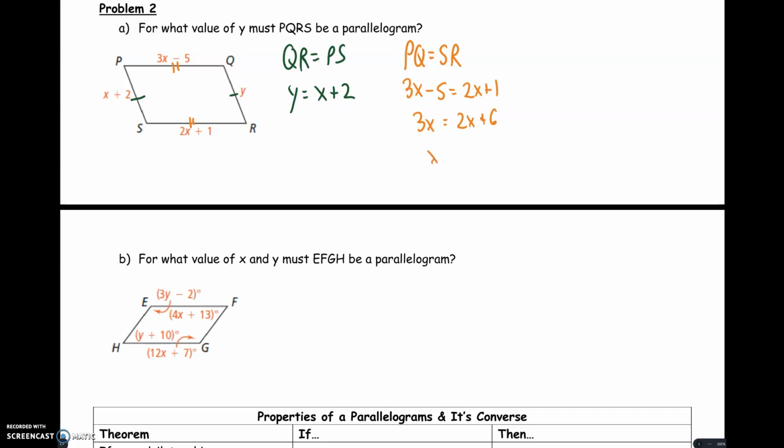Subtract 2x from both sides, I get that x is going to be 6. But then again, since I'm looking for y instead of x to solve this question, I just got to go back to my equation that we have with y in it and just substitute my answer back in for x.